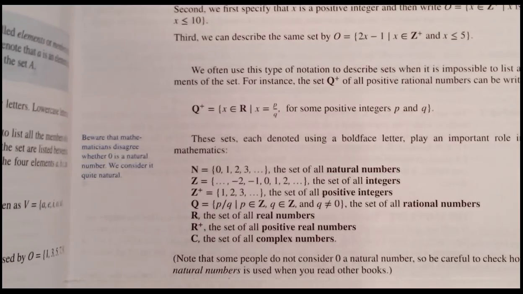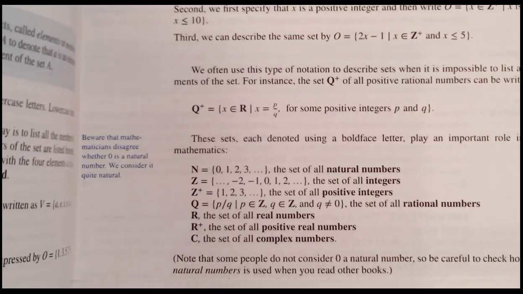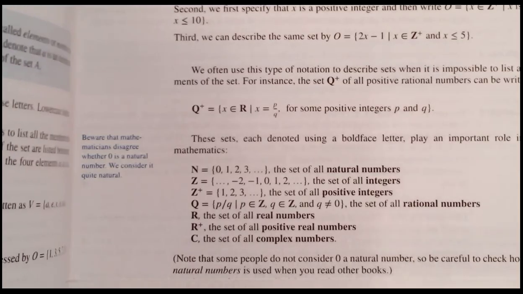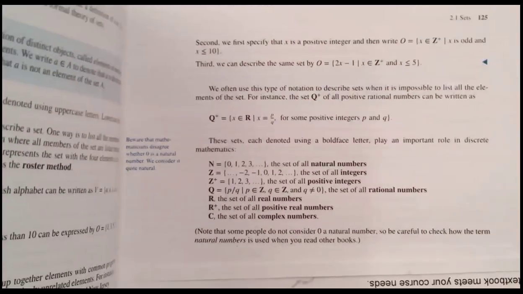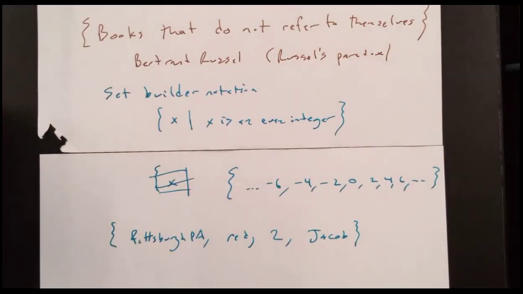And please note it says so right here. Some people do not consider 0 to be a natural number. Make sure you check which book you're using. Our book does. A lot of these usually show up in a drawing showing the containment of one set in another. We'll talk about that in another minute. Questions?